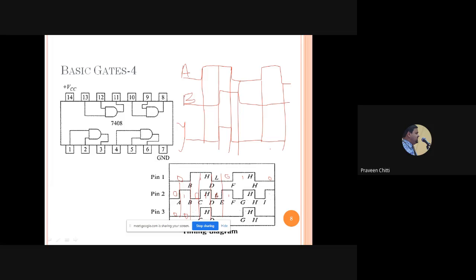I hope it is clear. Any doubts in drawing the timing diagram for any logic gate?